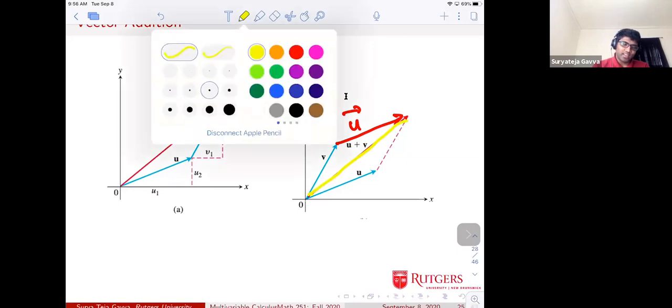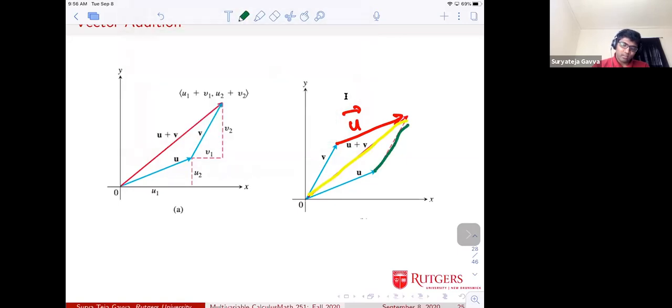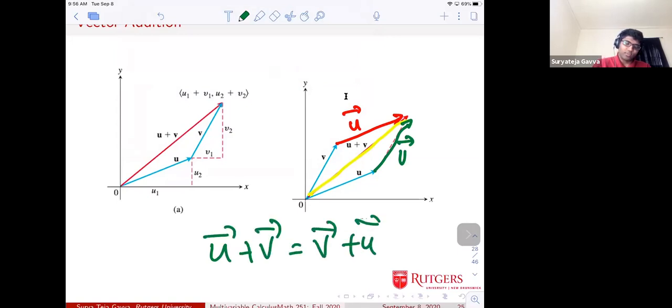And similarly, I can translate v as well. It doesn't matter what you translate. So v plus u will also give you u plus v. So you see that u plus v is the same thing as v plus u. There's no difference between adding u plus v and v plus u. They give you the same vector. Okay, so that's the geometry of it.